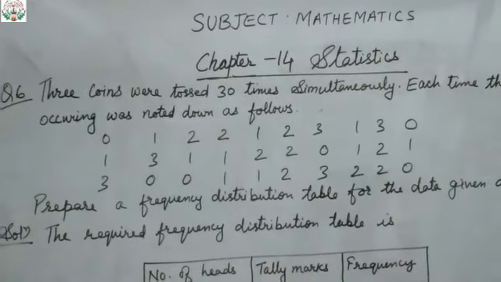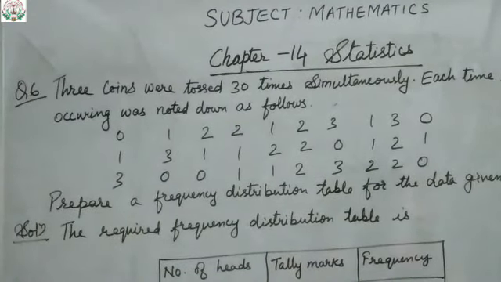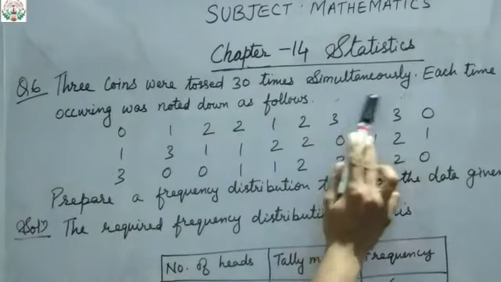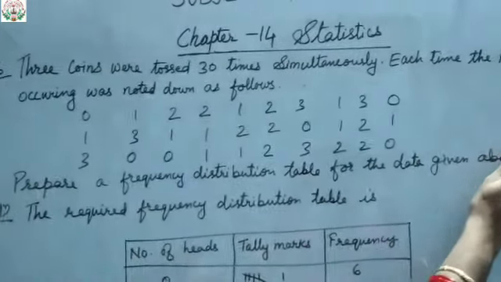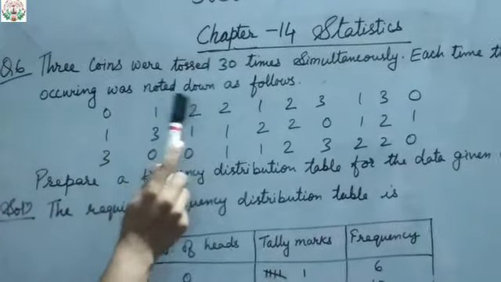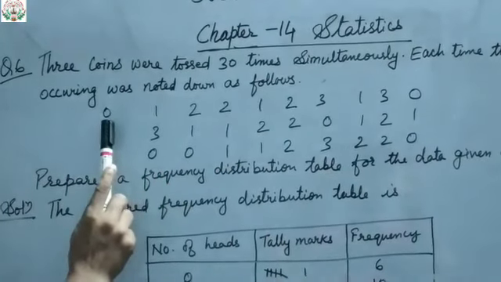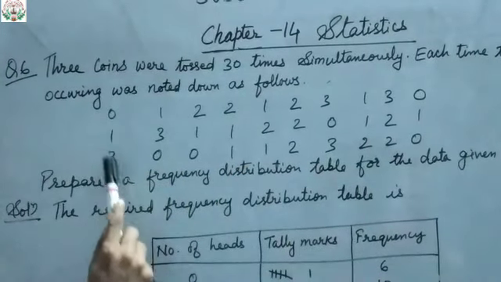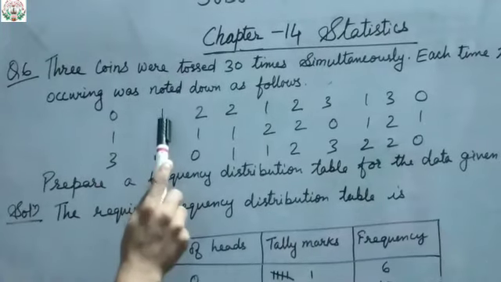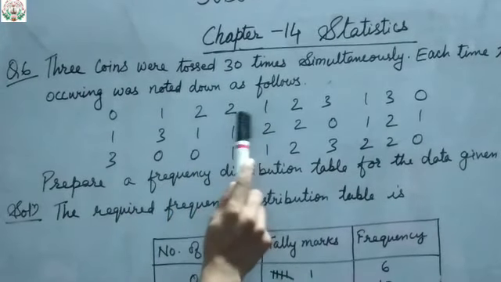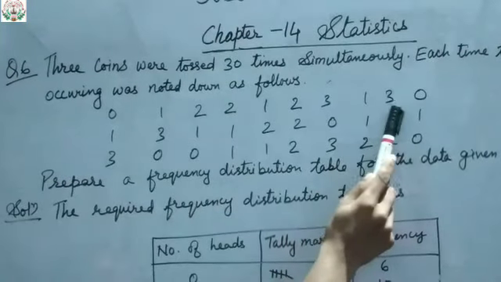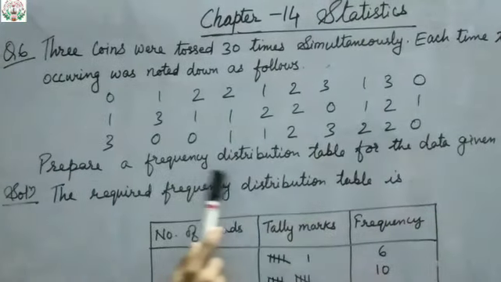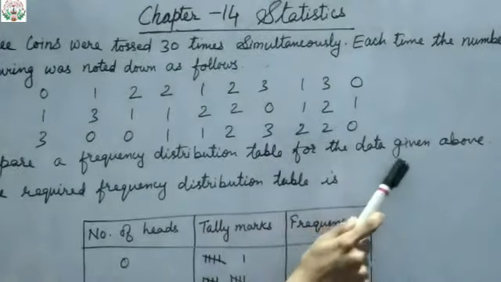Now see children, question number 6 goes like this. 3 coins were tossed 30 times simultaneously. Each time the number of heads occurring was noted down as follows. The heads were 0 the first time, then 1, 2, 3, 2, 1, 2, 3, 1, 3, 0 and so on. The data is recorded. Prepare a frequency distribution table for the data given above.